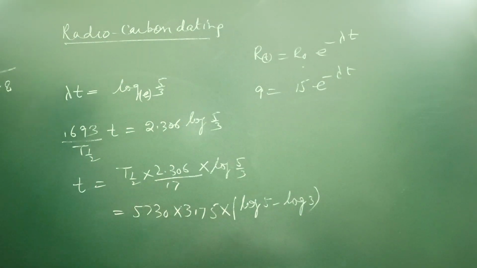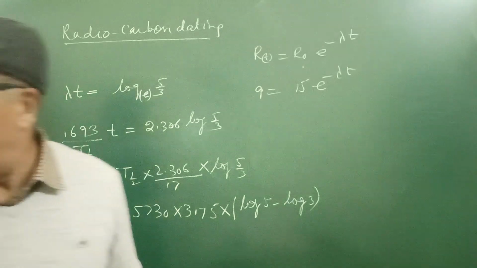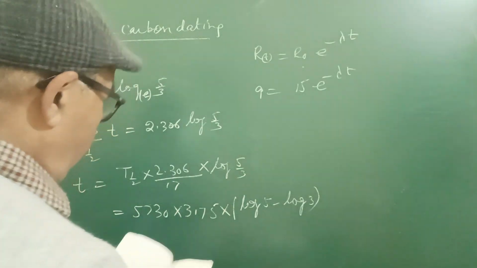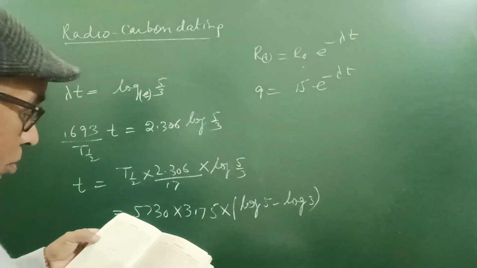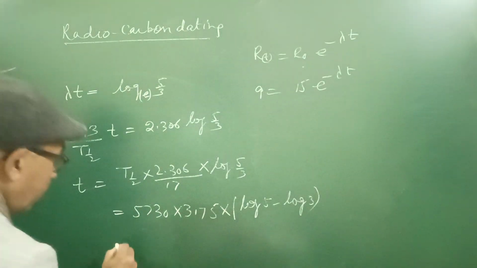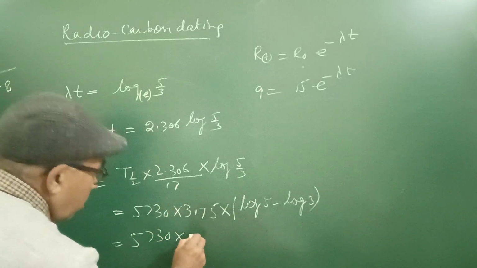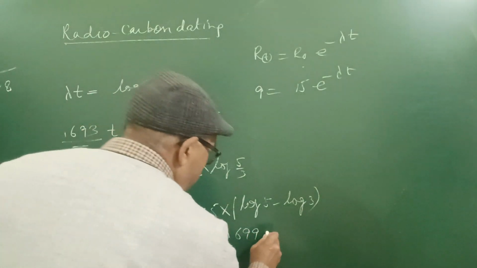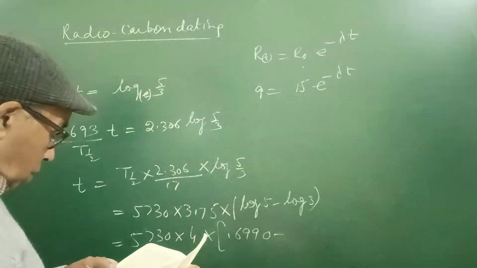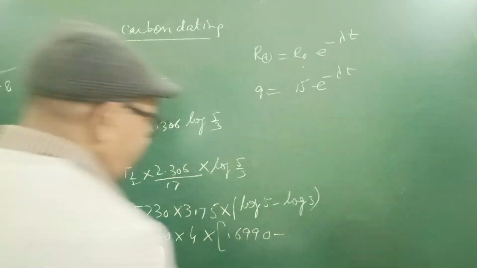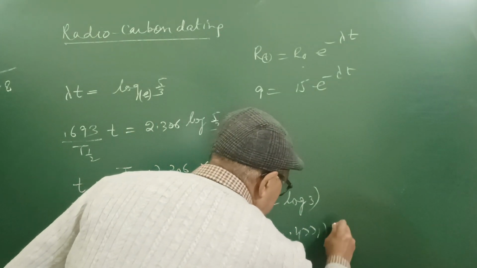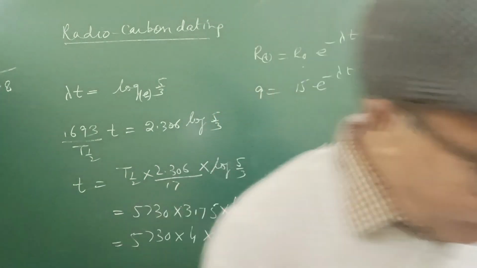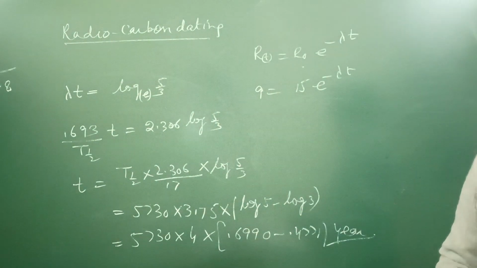Now how will you solve it? Logarithm is required here, and I have the log table. Log 5 is 0.6990, and subtracting log 3 gives the value; so t is 5730 into nearly 4 into that difference, which comes to about 4,000-plus years. You can solve it yourself. That way we can find out the age using radiocarbon dating.